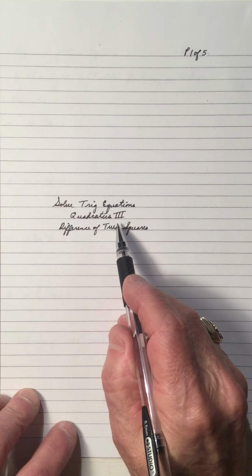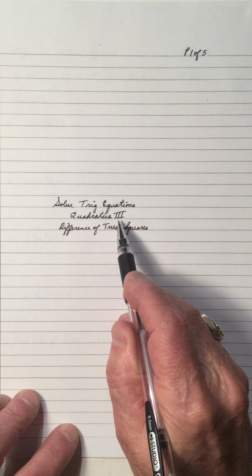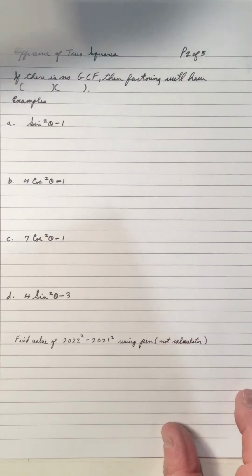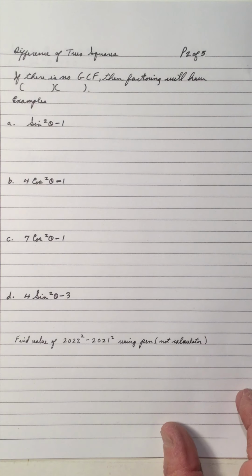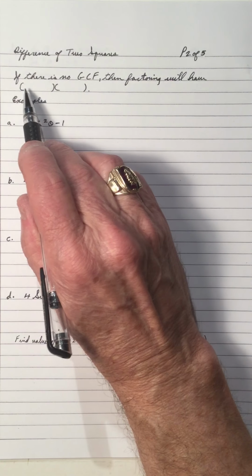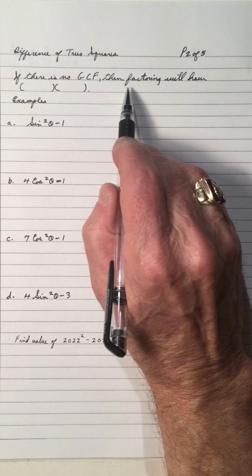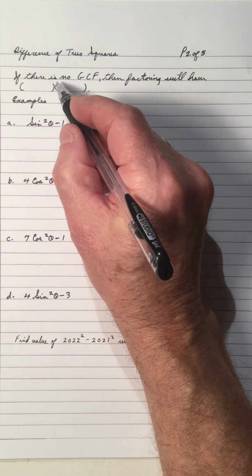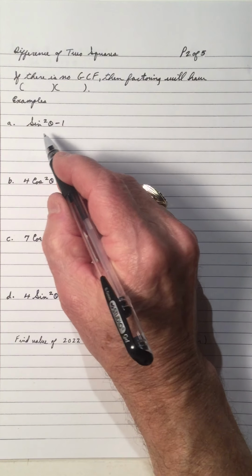Hi, welcome to my video on solving trig equations and quadratics, part 3. This video will be on the difference of two squares. If there is no GCF, then the factoring will have two sets of brackets.